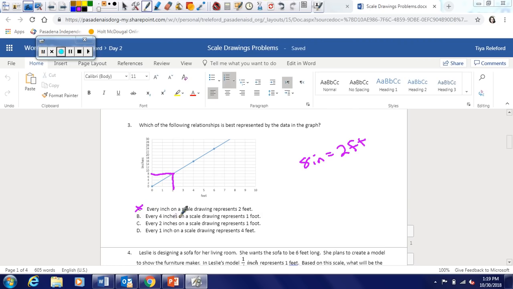B says every 4 inches on a scale drawing represents 1 foot. Ooh, maybe. C says every 2 inches on a scale drawing represents 1 foot. No, I know that's not right because we just said 4 does. And D says every 1 inch on a scale drawing represents 4 feet. So 1 inch, 4 feet, that's way out here. That one definitely doesn't work. Just be careful that you don't confuse inches and feet. You got to read your labels.